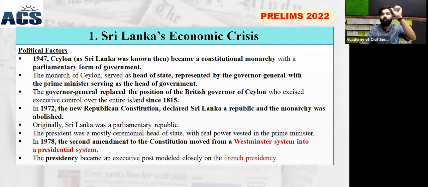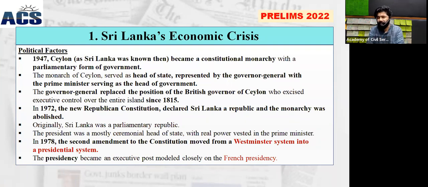If you calculate from 1972 to 2022, this is the 50th anniversary of Sri Lanka becoming a republic. Again, Sri Lanka is important for us. After the 1947 Ceylon and the Governor General's control of the British, finally in 1972 Sri Lanka declared itself a republic. A new republican constitution was formed, and they followed a parliamentary republic at that time. But later, an amendment was made. They changed the parliamentary form of government, also called the Westminster system, which the British government follows.